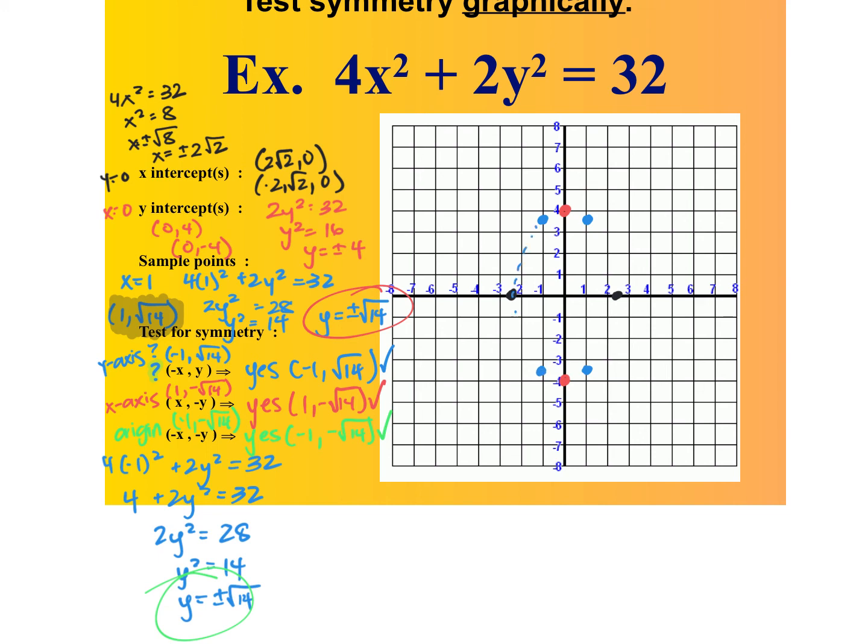If we sketch what this relation would look like, I can tell it's not a function because it would fail the vertical line test. We have something that looks like an oval. But we can confidently say that we've tested graphically. It does have x-axis, y-axis, and origin symmetry.